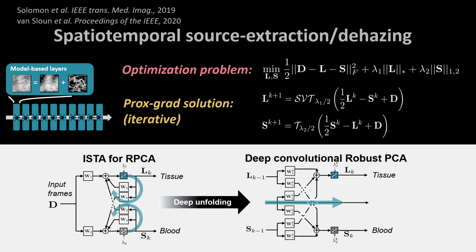And this is work that we did together with the group of Yonina Eldar at the Weizmann Institute. So what you see here is a layer where the activations in the layer are based on singular value thresholding and the mixed L1, L2 norm thresholding. And the structure of the layer is such that it's derived from the optimization problem that we see above, and in particular its proximal gradient solution in the form of ISTA. So this is again an example of using this domain knowledge, this model-based knowledge, to formulate deep networks. So this is really one layer in our deep network.